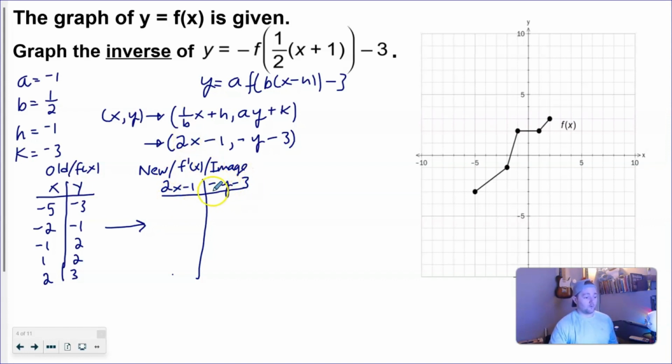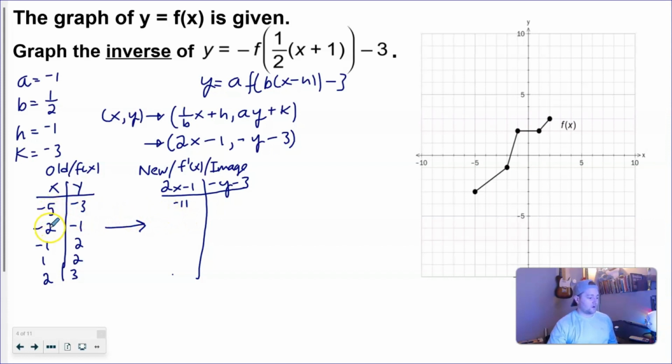So I put my mapping rule as my x and y here in my table, and all I'm going to do is each one of these x values goes into the mapping rule, and out comes something special, right? So it's basically like an input-output machine, or whatever you want to call it. You put your 20 into the machine at the arcade, out pops the quarter. It's the same idea. So I put the -5 in, so I get 2 times -5 is -10, minus 1 is -11. So that one's slightly off the grid, but we'll deal with it.